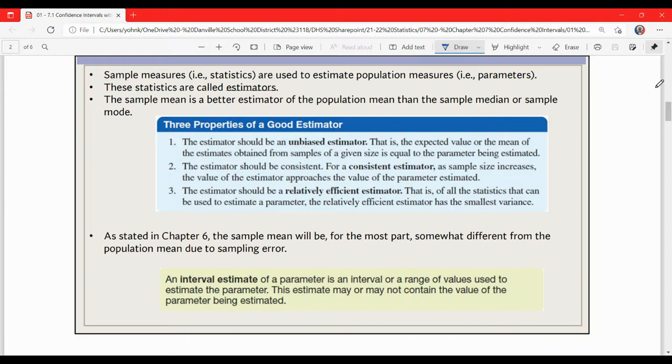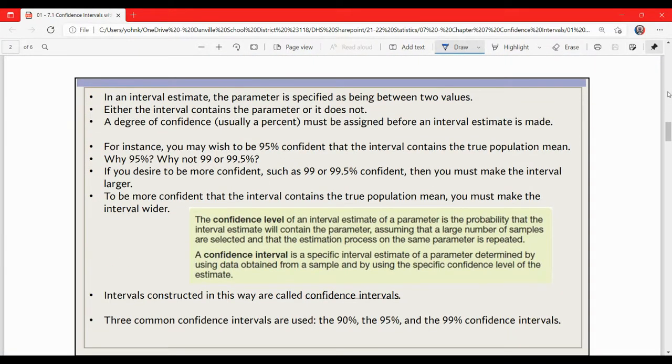So we're going to use these point estimates to make an interval estimate, and that's just a range of values that we're going to estimate for the parameter. In an interval estimate, the parameter is specified as being between two values. So either the interval that we create contains the parameter or it doesn't. A degree of confidence, usually given as a percent, must be assigned before an interval estimate is made. So, for instance, you may wish to be 95% confident that the interval contains the true population mean.